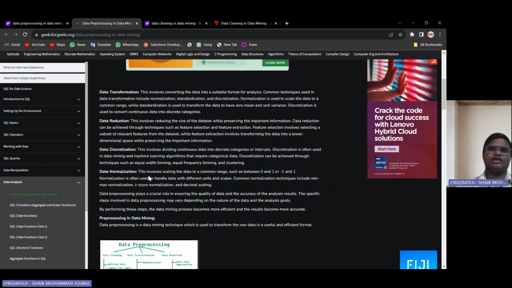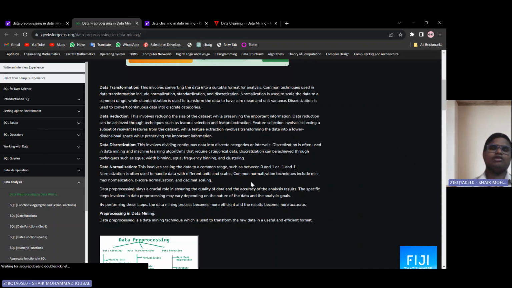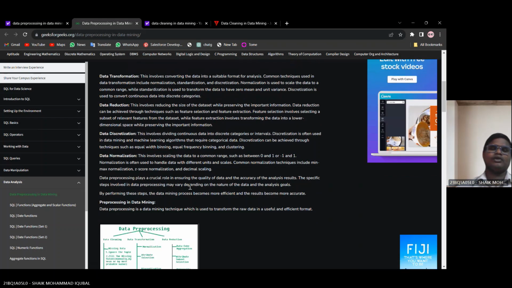Data normalization. This involves scaling the data to a common range such as between 0 and 1, or -1 and 1. Normalization is often used to handle data with different units and scales. Common normalization techniques include min-max normalization, z-score normalization, and decimal scaling.